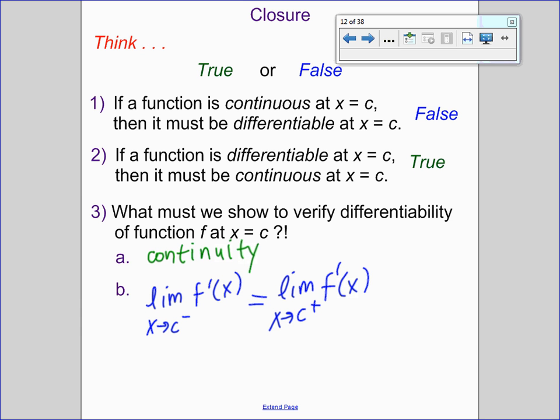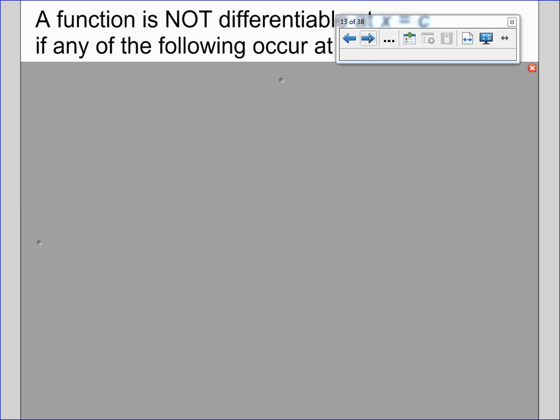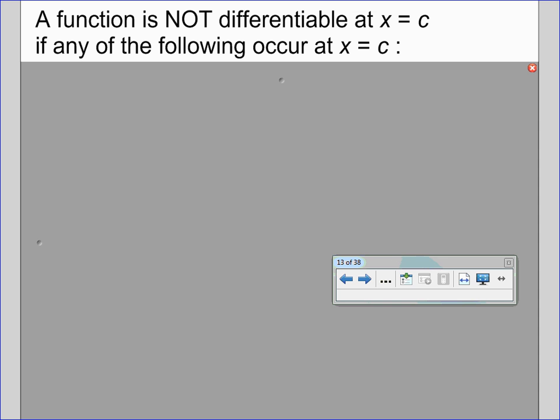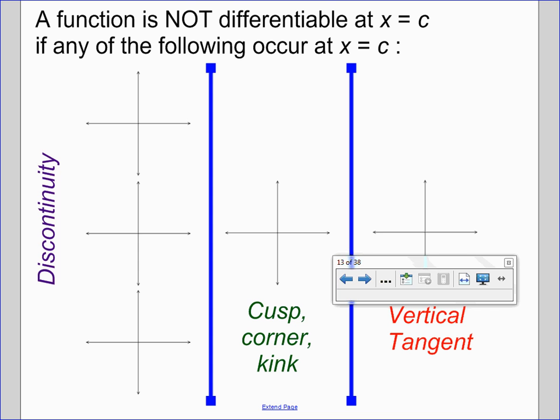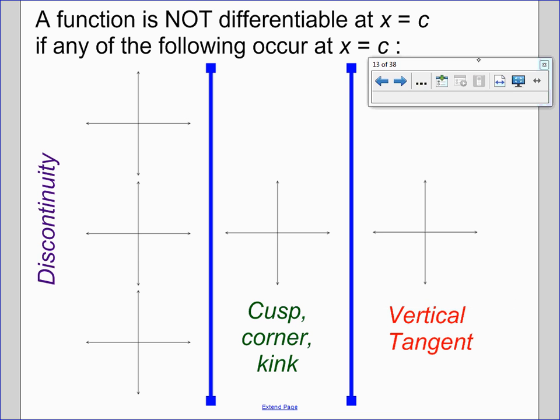So a function is not differentiable at x equals c if any of the following occur. If we have a discontinuity, then we don't know where to attach the tangent line. So recall our 3 types of discontinuities. What was one type of discontinuity? We're going to just do arbitrarily at x equals c. Riley? Removable discontinuity.